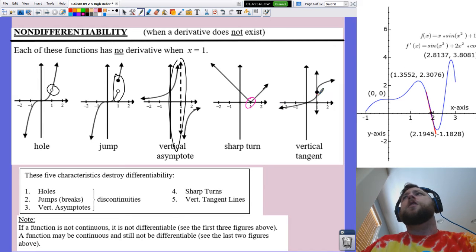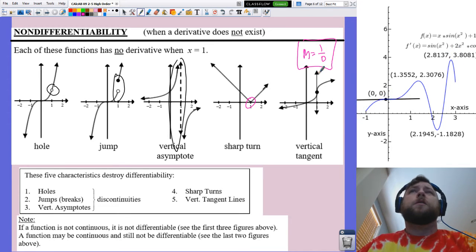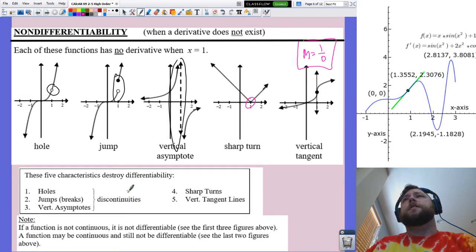You also can't have a vertical tangent line, because basically when you have a vertical tangent line, your slope is like 1 divided by 0, undefined. So we say this is non-differentiable when you have a vertical tangent line or a slope of 1/0. A note here, if a function is not continuous, it is not differentiable. So these are not continuous, therefore not differentiable.